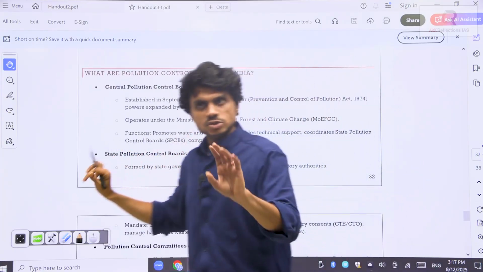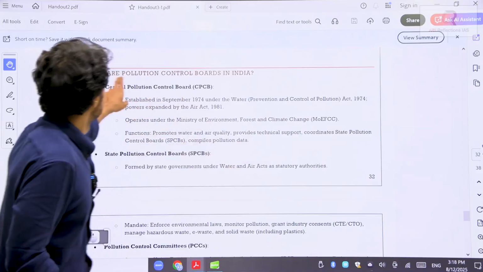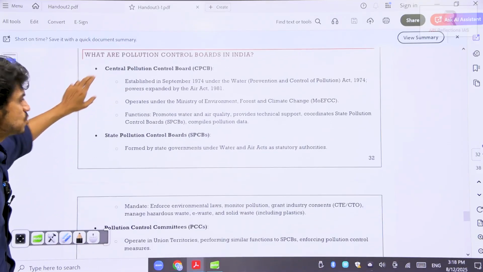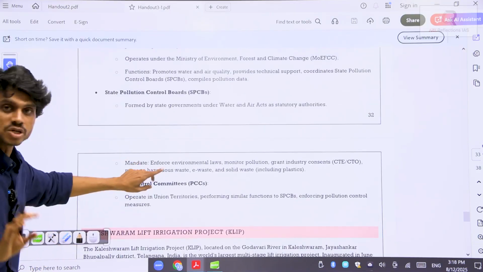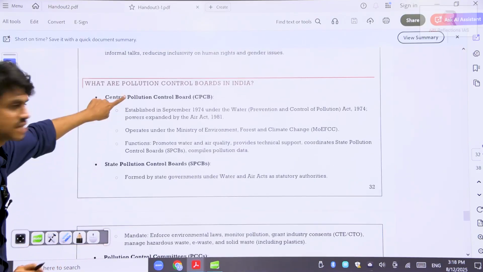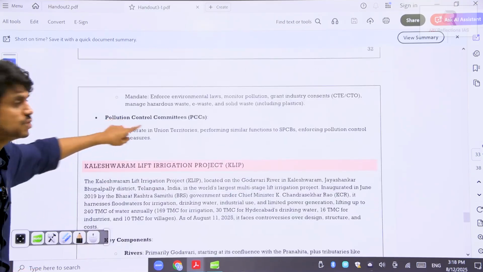That's all. So we also have certain pollution control boards. What are these? You might have heard about the Central Pollution Control Board, State Pollution Control Boards, and Pollution Control Committees. This is for the central level, this is for the state level, and these are for the union territories.